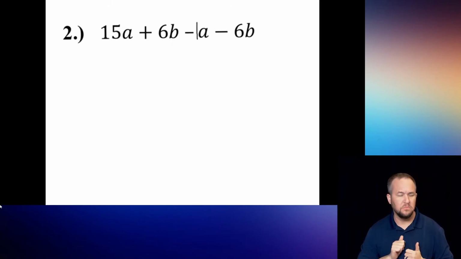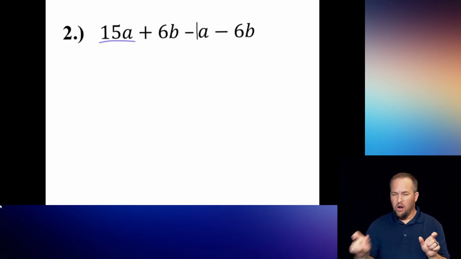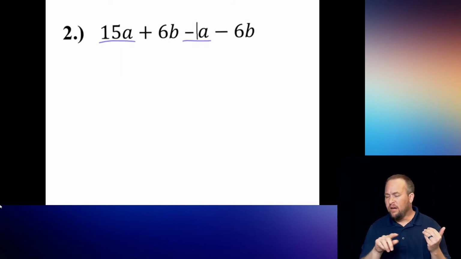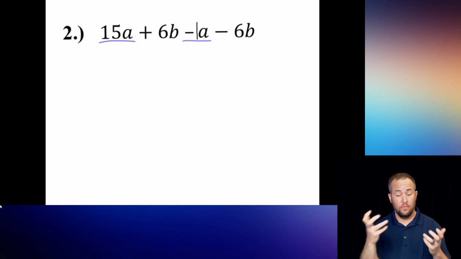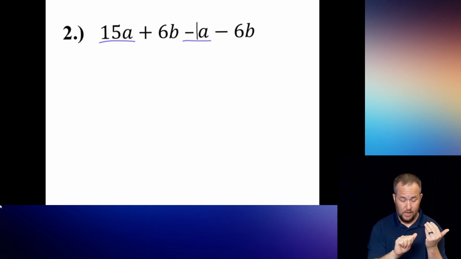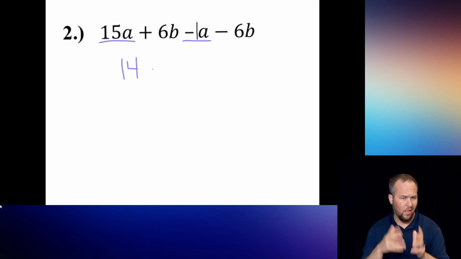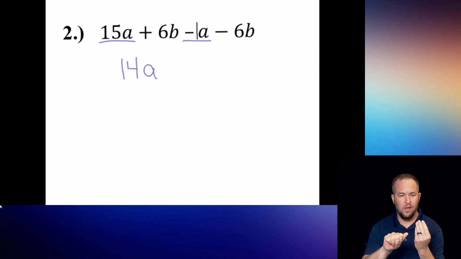And then I underline my like terms. So I know that 15a, I'm just going to underline all those a's with that purple color. So I see 15 a's and then a negative 1a. So when I combine those two things, a 15a and a negative 1, I know that I end up with just 14 a's. Okay, then I'm going to look at my b's.